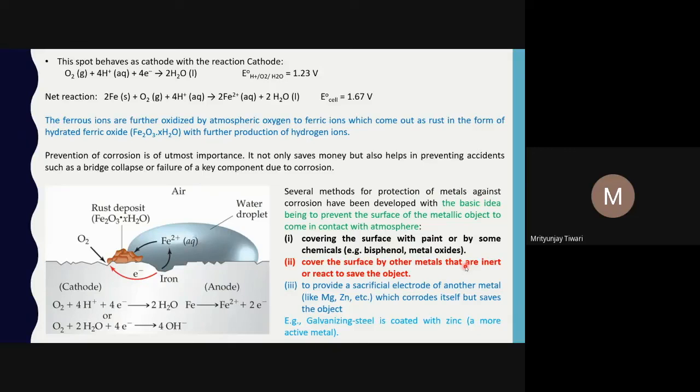The other thing is to provide a sacrificial electrode of another metal like magnesium or zinc, which are even more reactive than iron, and which corrodes itself but saves the object. The example is galvanizing: steel is coated with zinc, and zinc is a more active metal. So when steel is galvanized with zinc, the zinc will be oxidized and not the steel, and this is how we can also stop corrosion.